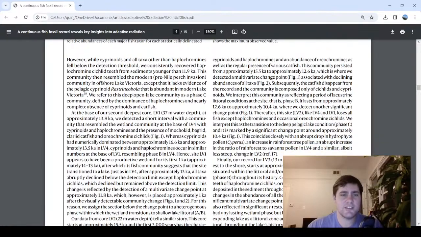We refer to this deep open lake community as the Phase C community, defined by the dominance of the haplochromines and a nearly complete absence of cyprinoids and catfish.